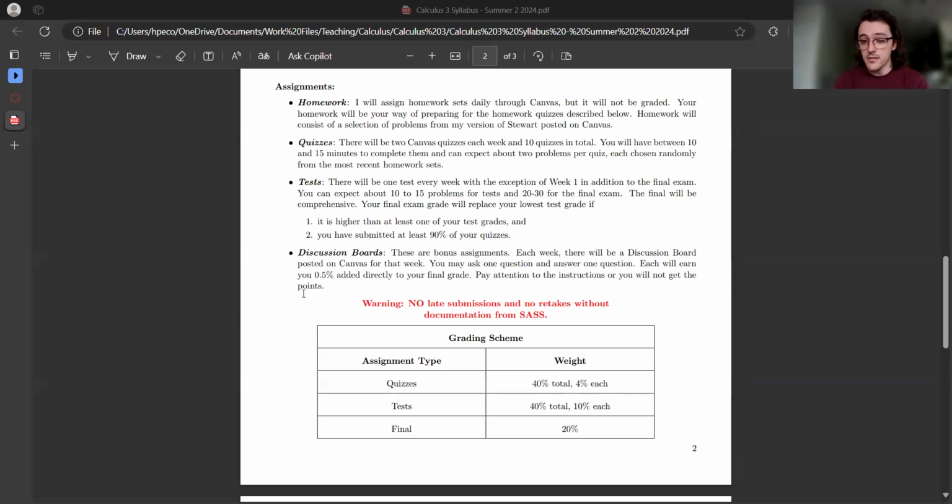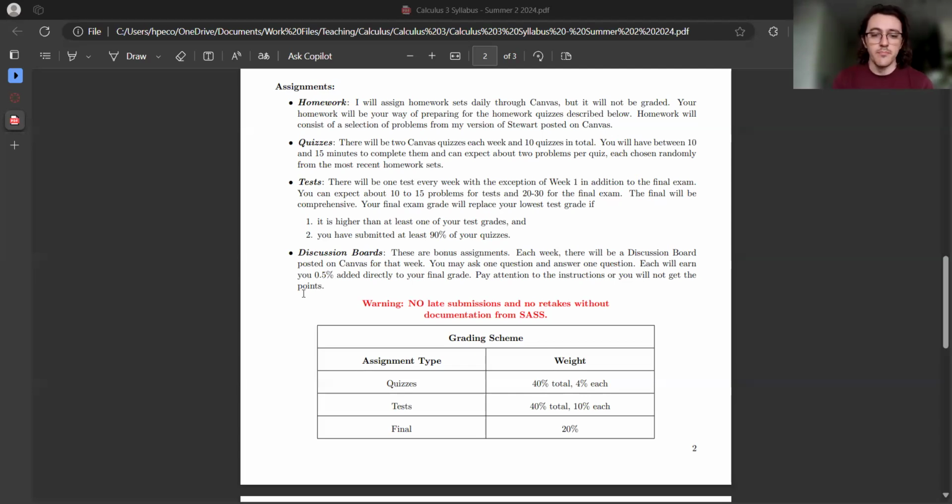And last for tests, we have this drop policy. If you have a really bad test, or you just completely forget that a test happened on a certain day, or you couldn't make it, you have this little saving grace. So your final exam grade will replace your lowest test grade as long as it's higher than at least one of your test grades, and you've missed no more than 1 quiz. So submit all but one of your quizzes, 90%, and get a reasonably good final exam score. That's it. And then you get to drop your lowest test and have it replaced with your final grade.